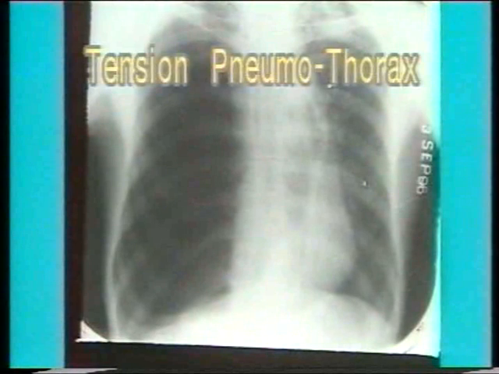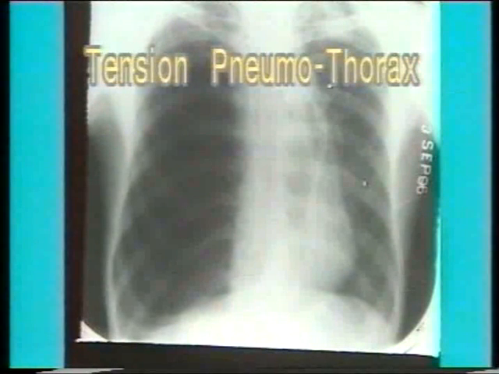This is another X-ray of tension pneumothorax. Note the complete radiolucency of the right hemithorax with shift of mediastinum to the opposite side. The diaphragm is pushed down to a level lower than the left diaphragm and intercostal spaces are widened.